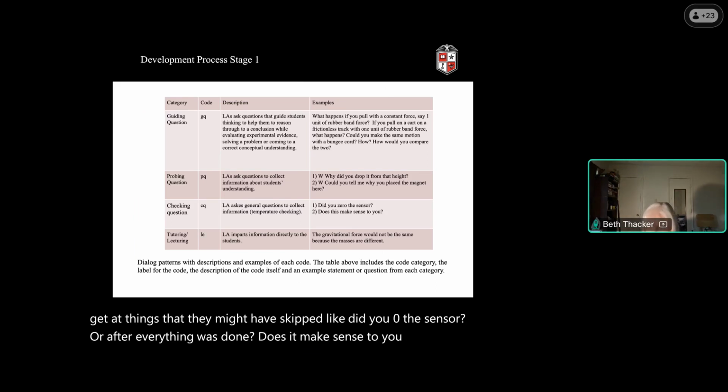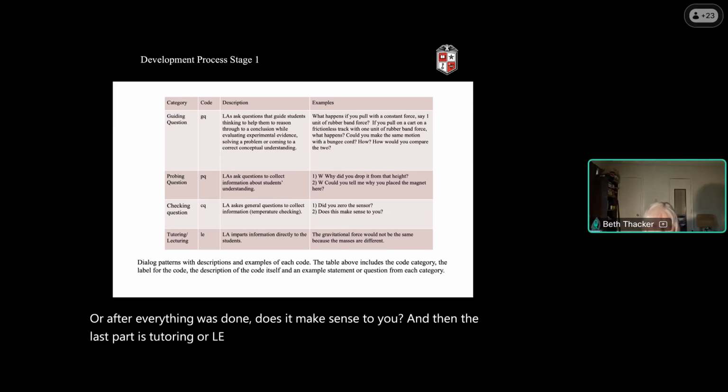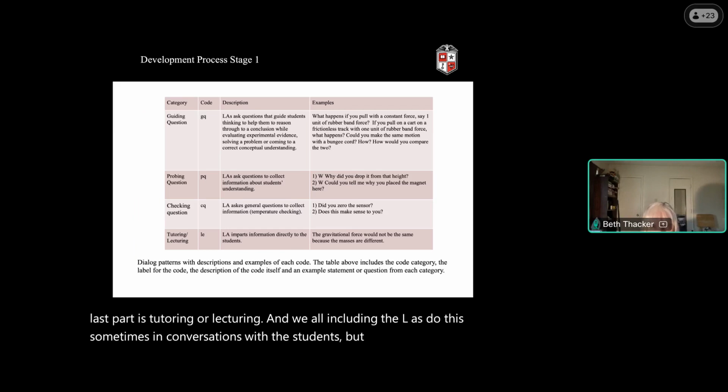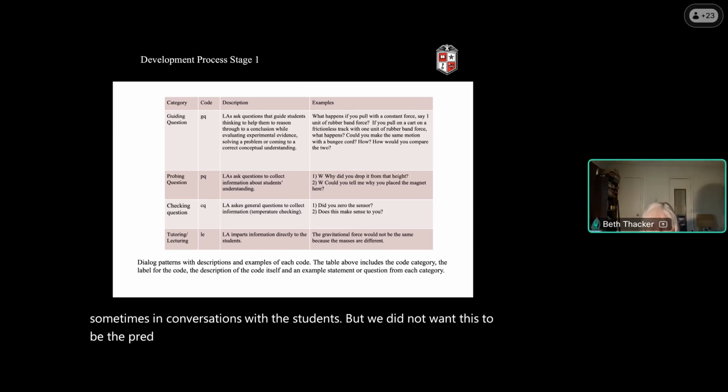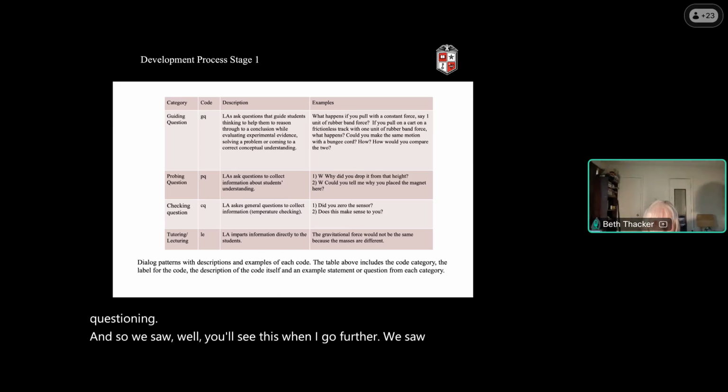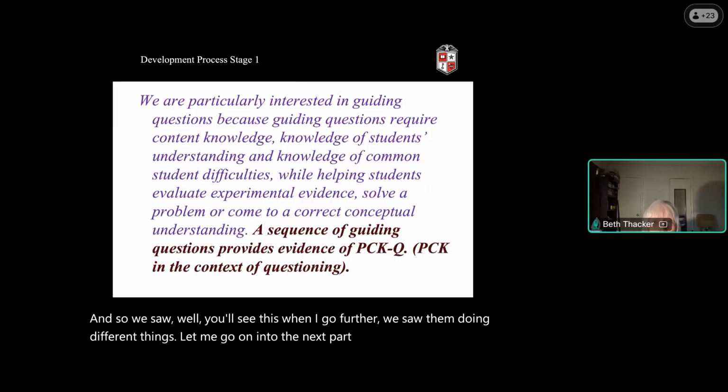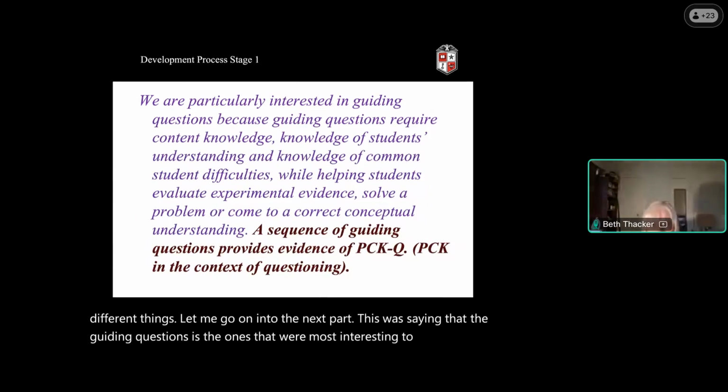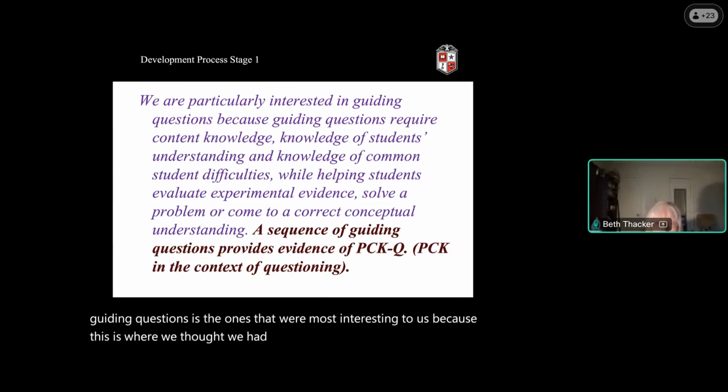And then the last part is tutoring or lecturing. And we all, including the LAs, do this sometimes in conversations with the students. But we did not want this to be the predominant method of instruction. We wanted it mostly to be questioning. And so we saw, well, you'll see this when I go further, we saw them doing different things. Let me go on to the next part. This was saying that the guiding questions are the ones that were most interesting to us, because this is where we thought we had the most evidence of PCK in the context of questioning.